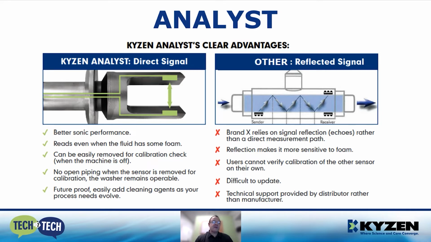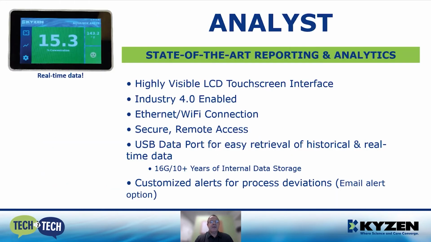And users of the analyst can verify the calibration very easily. They don't need to send the sensor to a tech service, while reflected signal sensors require you to send it to a tech service. You can also remove the analyst from your machine and your machine is still operational. Well, that's not the case with reflected signal sensors. And the analyst also allows you to measure almost any chemistry, versus the other sensors that don't have that capability.